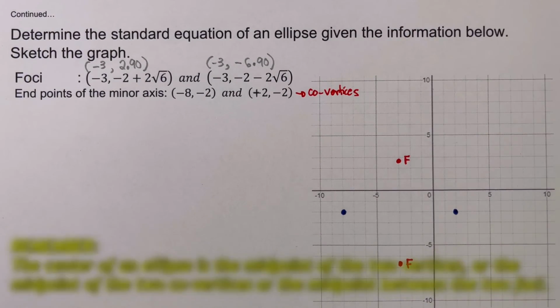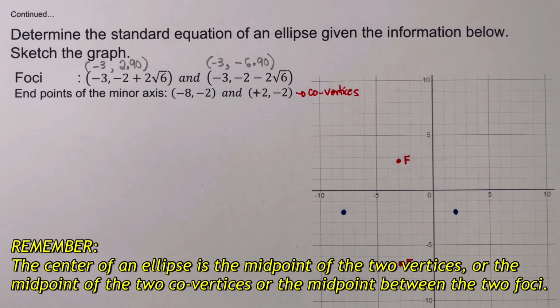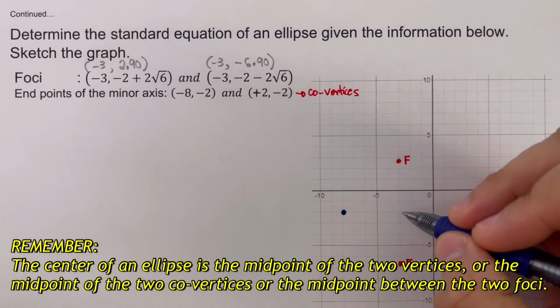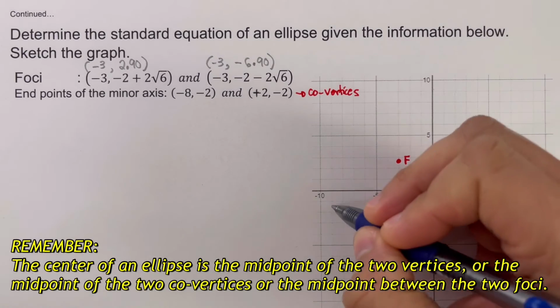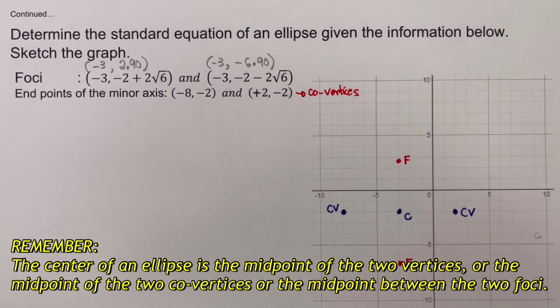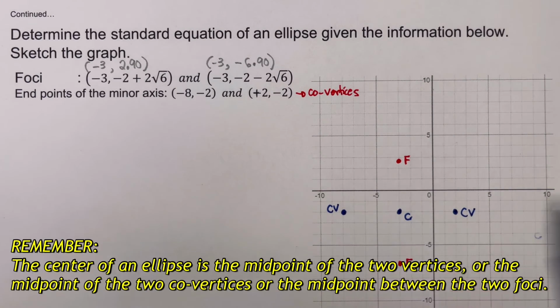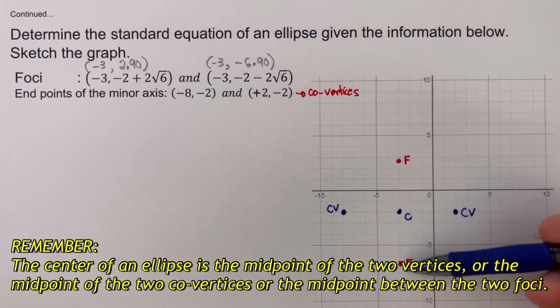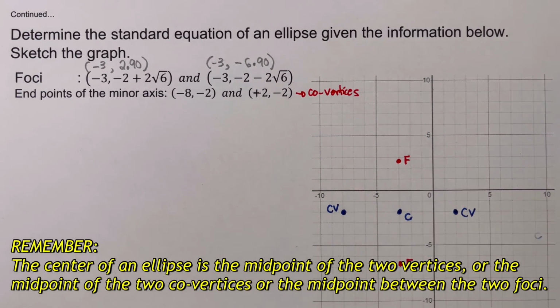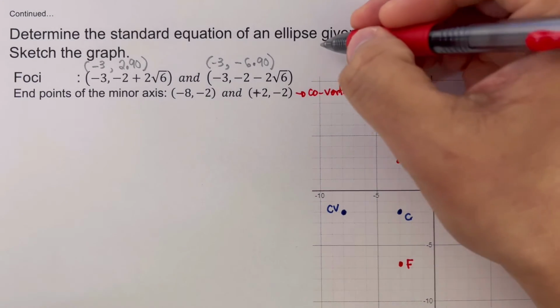Now we remember that the center of an ellipse is the midpoint between the two vertices, or the midpoint between the two co-vertices, or the midpoint between the two foci. So looking at this, the midpoint between these two red dots and these two blue dots is located right here. So this is our center. Then we can say that the center is at negative 3, negative 2. And since the two foci are vertical relative to each other, this is an example of a vertical ellipse. So I'm going to go ahead and write that information up here.